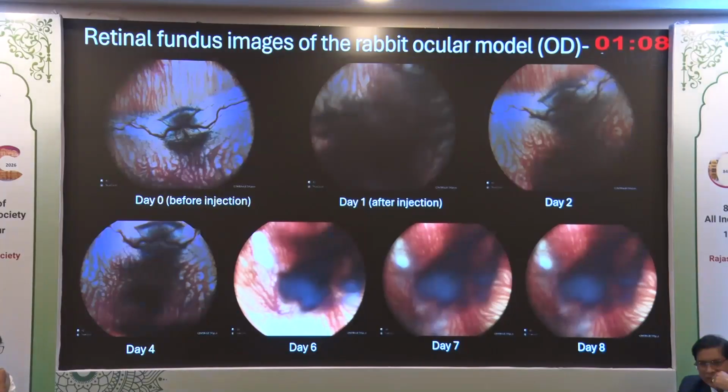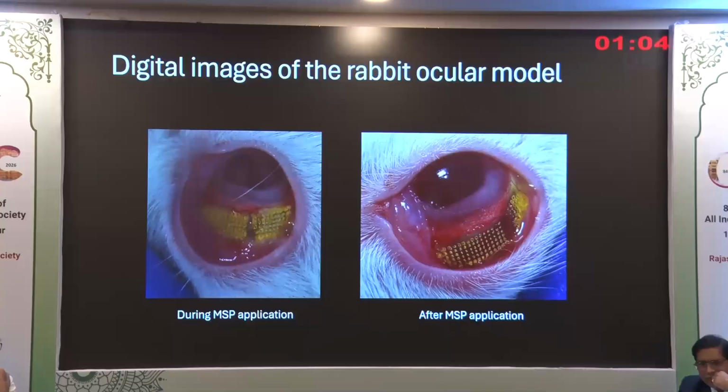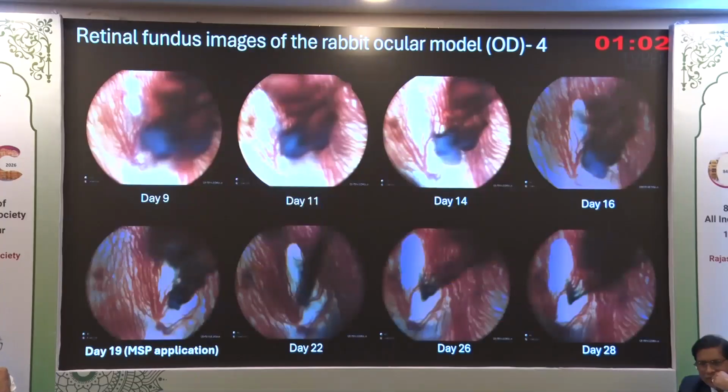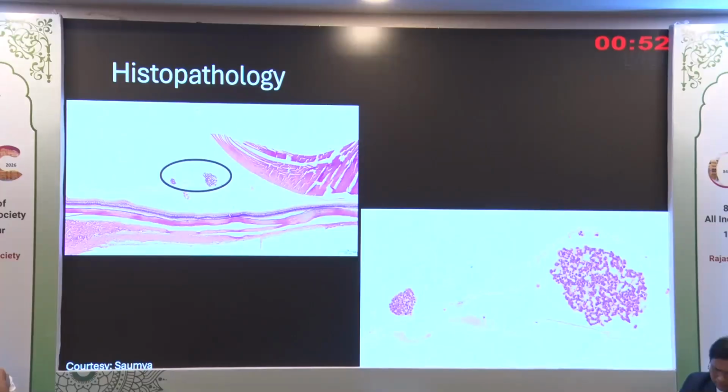With that, we put the microneedle patch again onto the same rabbit, and this shows how the rabbit looks pre and post application of the patch. You could see at day 19 when we applied the patch, more than 75% of the tumor started regressing in the subretinal space, thereby showing the efficacy of this microneedle patch for retinoblastoma treatment. Again, this was confirmed on histopathology, where you could see there were no seeds in the subretinal space, but a few seeds left in the vitreous compartment.